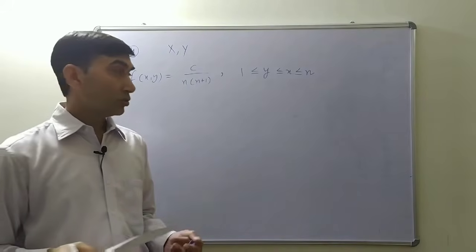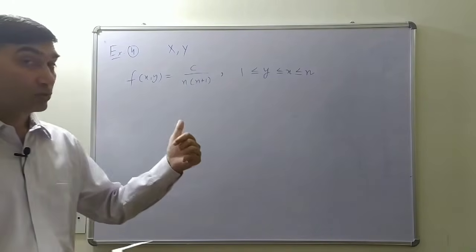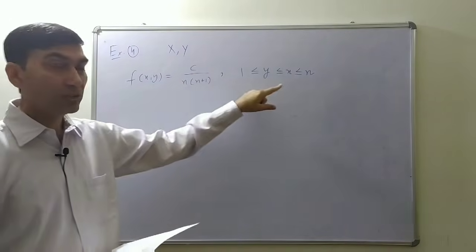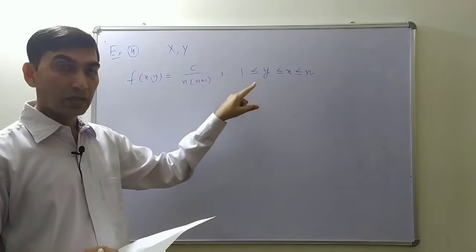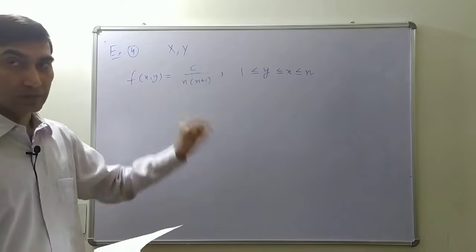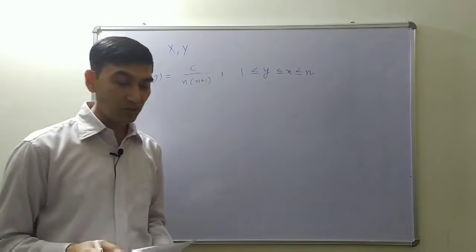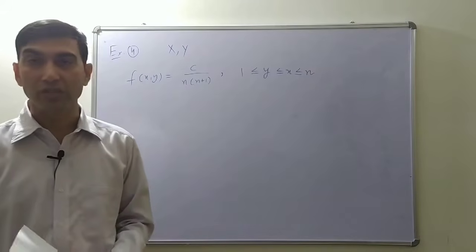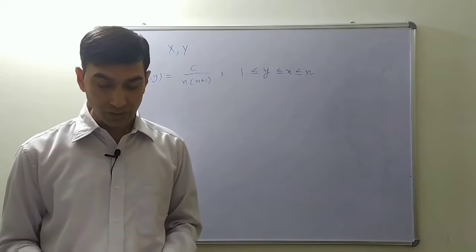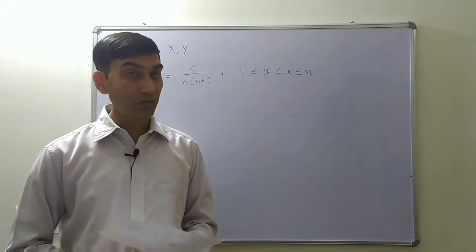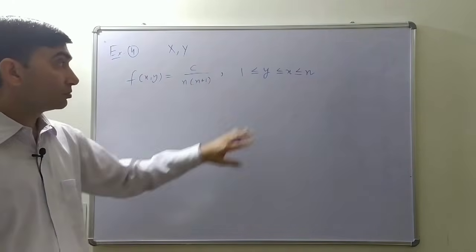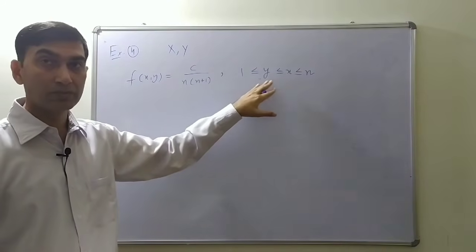So what would you like to do to find C? What you have to do in fact, you have to double summation this function over the given ranges of x, y and put that summation equal to 1 to get C. Because double summation of joint density over the given ranges of x, y is always 1. So using that condition you will get C. But this problem is not straightforward. Be careful about the given ranges.